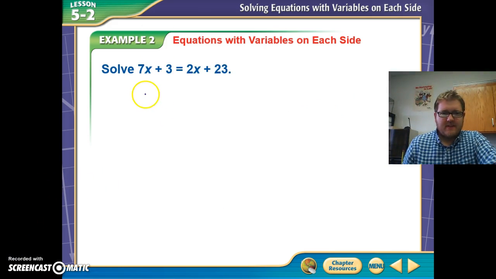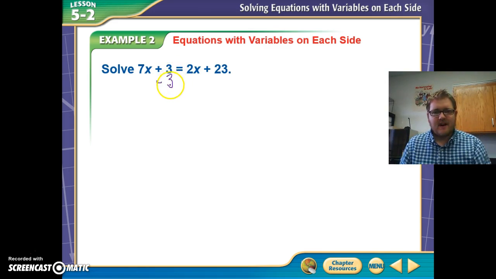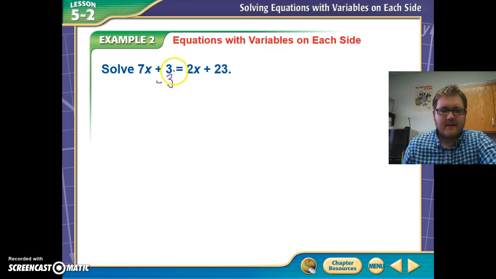Now let's try this one: 7x plus 3 equals 2x plus 23. Not only do we have x's on each side, but we also have constants on each side, the 3 and the 23. What I like to do is keep things positive. By keeping things positive, I subtract the smaller number of the two. So I have a 3 and a 23. I like to subtract the 3 because it's going to leave a positive number for me on this side. But you can do it either way. If you wanted to subtract the 23, that would be perfectly fine.